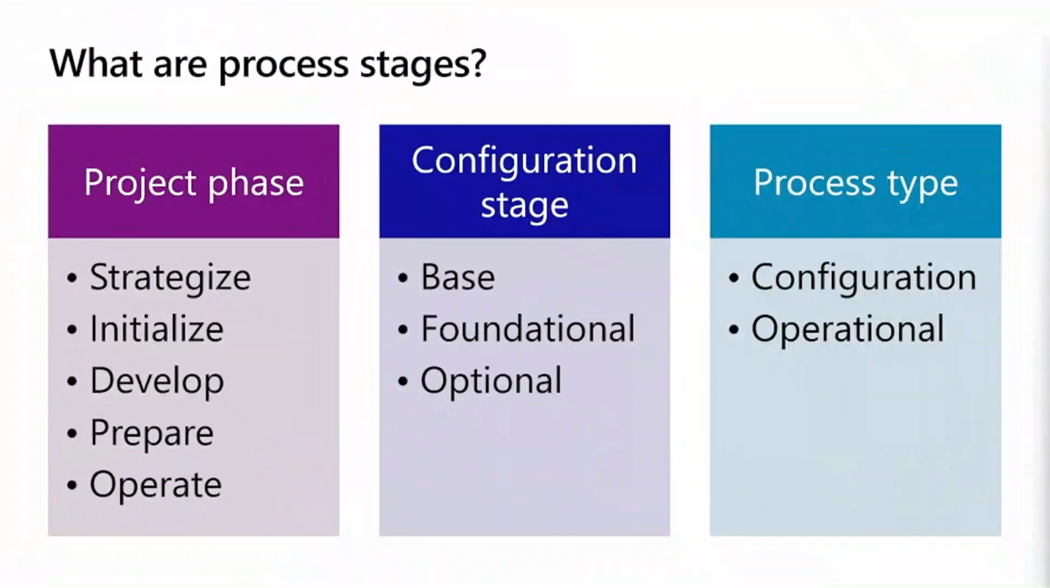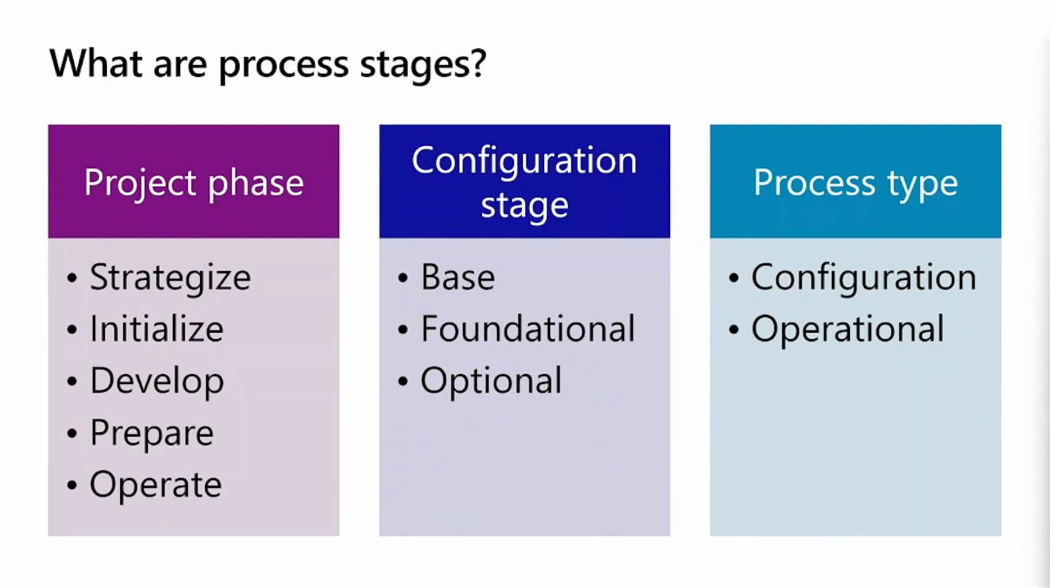The second column in the table is the process stage. Process stages have three pieces of data or information included in them: the project phase, the configuration stage, and the process type. The project phases are strategize, initialize, develop, prepare, and operate. These map to each of the project stages that we use in Success by Design, and you can read more about these stages in the implementation guide and the article about process stages as well.